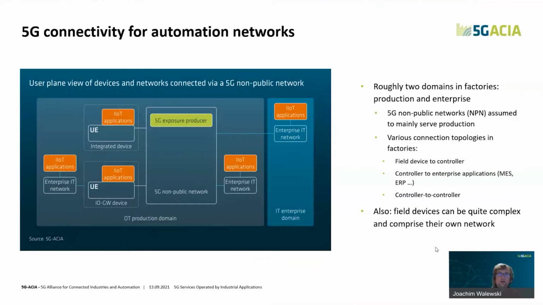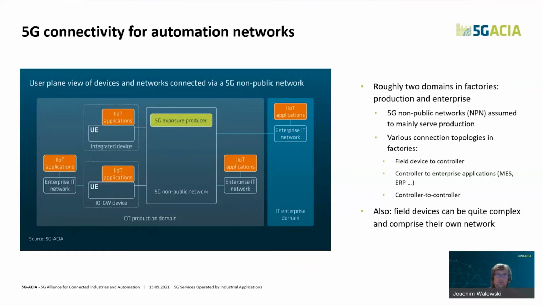So that leaves the production domain and goes a little bit further, but it's still typically on premise. And then in the end, we have controller to controller. How could this look? If you look in the left-hand corner, there is something called the IOGW device. That's the gateway device.